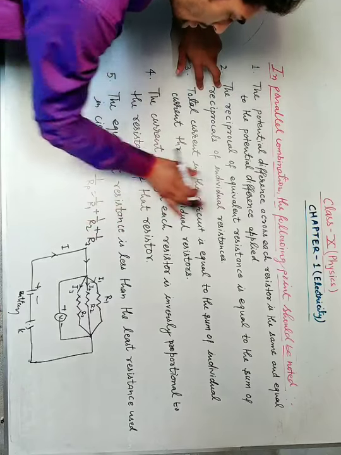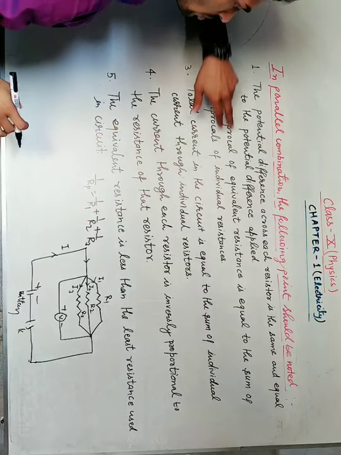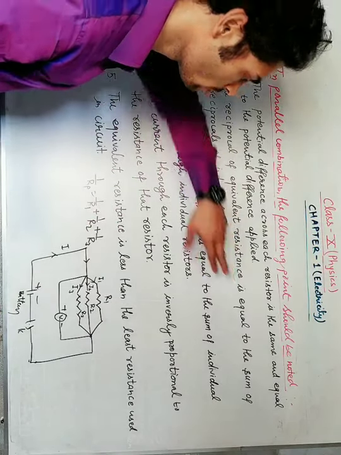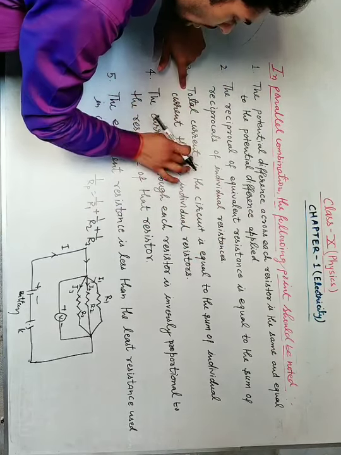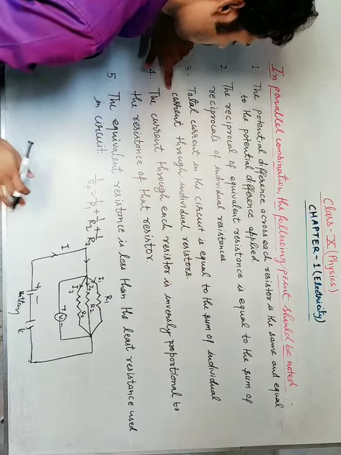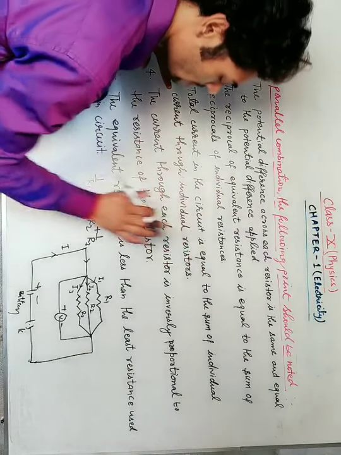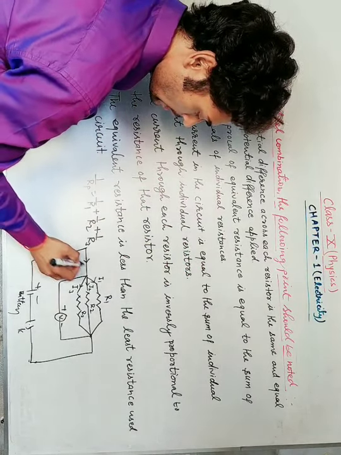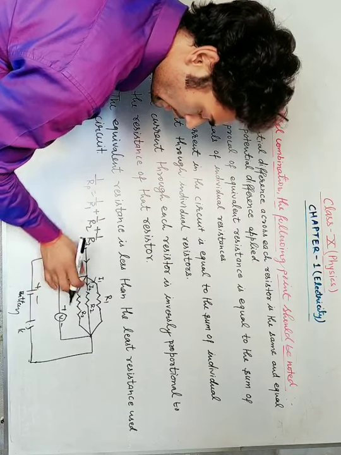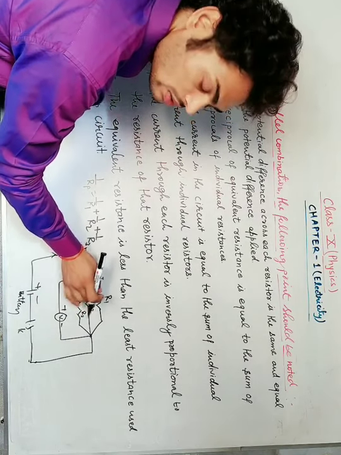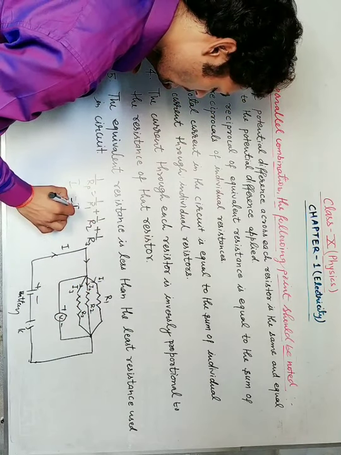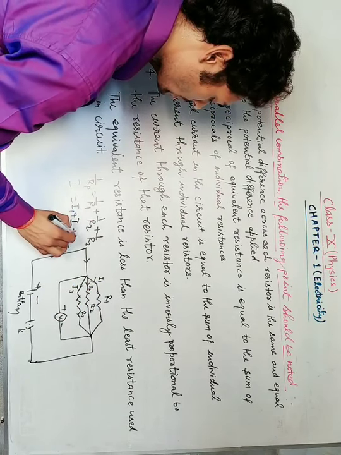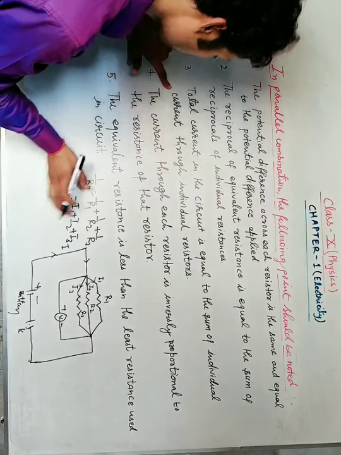You can write this statement in this way: the reciprocal of equivalent resistance is equal to the sum of reciprocals of individual resistances. Third, the total current in the circuit is equal to the sum of individual currents through individual resistors. Here current I, and I1, I2 and I3 are the currents flowing through the resistors R1, R2, R3 respectively. Then I equal I1 plus I2 plus I3. You can write it in this way.